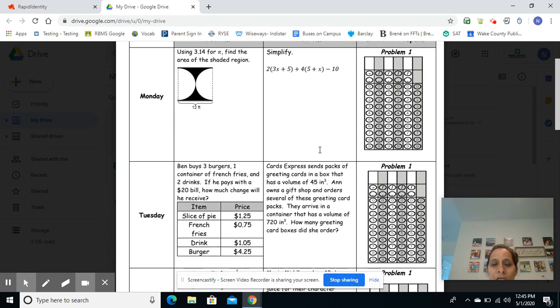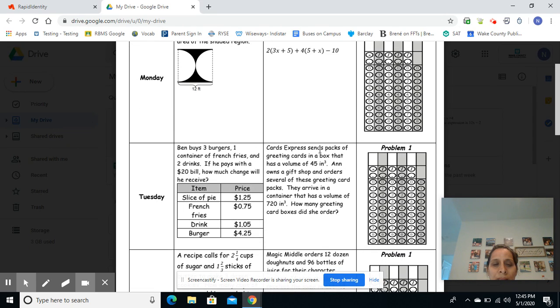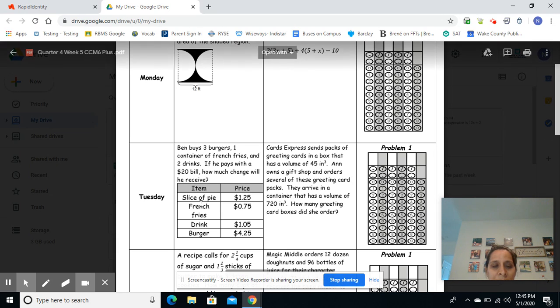Okay. On Tuesday's problem, it says Ben buys 3 burgers, a container of fries, and 2 drinks. If he pays with a $20 bill, how much change will he receive? Look at the prices and make sure that you add them up correctly.